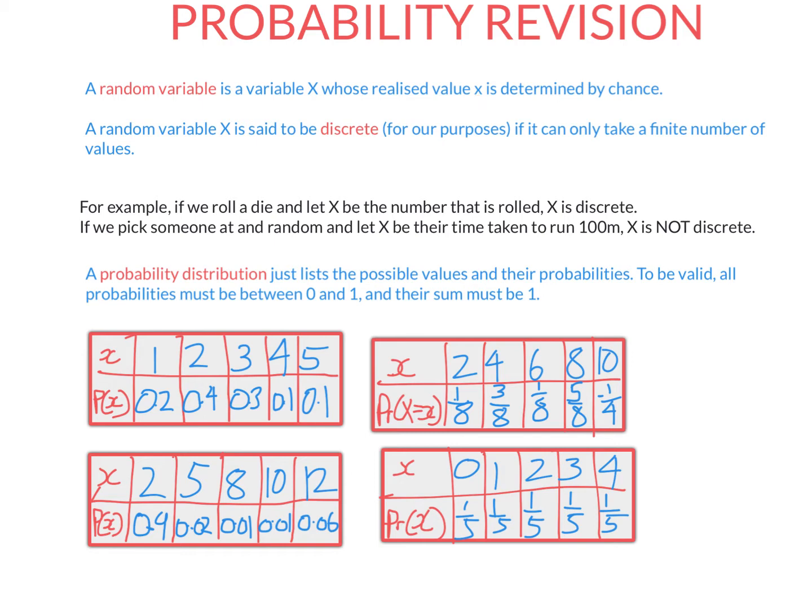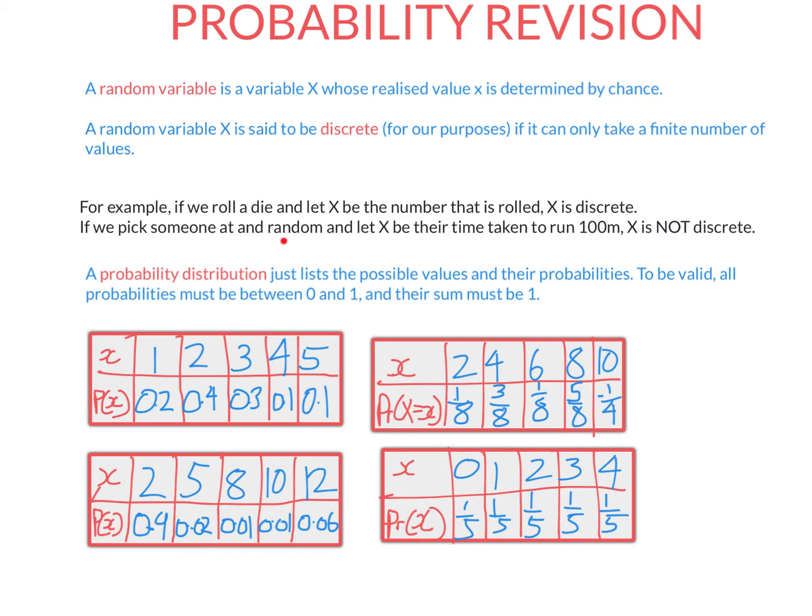So we are looking in this section at discrete random variables. And what makes a random variable discrete is if it can only take a finite number of values. For example, if the random variable can only take, say, values that are whole numbers, it is discrete. So just to give you an example, if you roll a die and let x be the number that's rolled, x is discrete. Because if you roll a die, x has to be a whole number: 1, 2, 3, 4, 5, 6. It can only take a certain number of values.